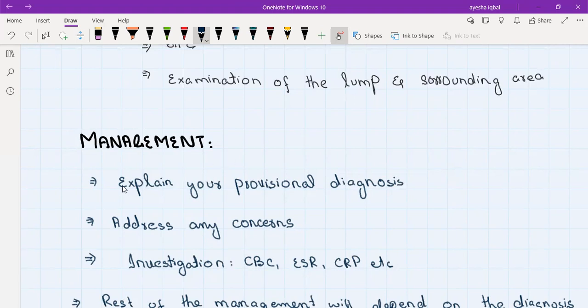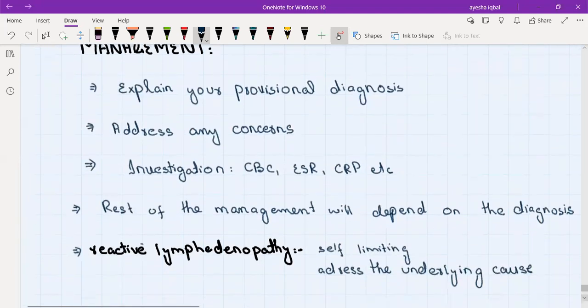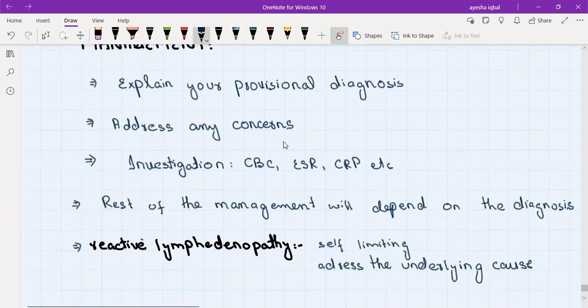So in management, always begin with explaining your provisional diagnosis, okay? So explain in simple words what you think might be the cause of the lump, and then address any concerns that the patient is having, okay? After this, you'll tell the patient about some investigations that you might need to do, like complete blood count, ESR, CRP, thyroid profile, etc. And the rest of the management, of course, will depend upon the specific diagnosis.